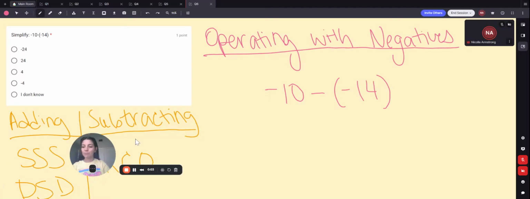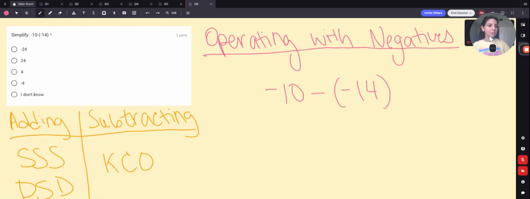Hello, I'm Nicole with My Math Experts, and today I'm going to show you how we can operate with negative numbers. In this question, we're being asked to simplify negative 10 minus 14, negative 14, excuse me.